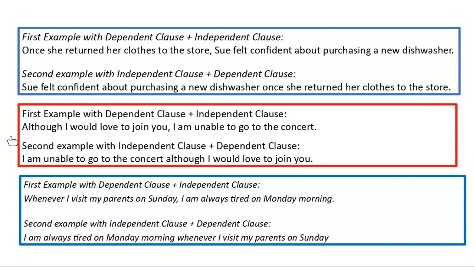Let's look at another example here, with the red around it in the middle. The first example says, although I would love to join you, I am unable to go to the concert. And then the second example, when we switch them, says, I am unable to go to the concert, although I would love to join you. Now, I almost didn't include this because it's a little bit tricky, but I thought, you know what, let's just go over it together and figure it out.